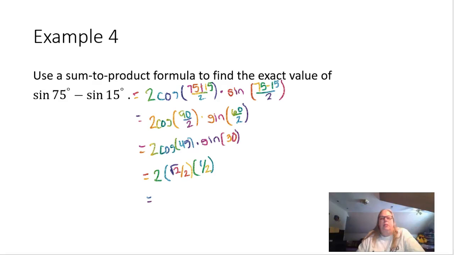And so it looks like we're going to have 2 times the square root of 2 over 4. That's 2 times the square root of 2 times 1 divided by 2 times 2. And this actually reduces this fraction right here on the outside. That becomes 1/2. So we reduce down to the square root of 2 over 2. And that right there is going to be my final answer.